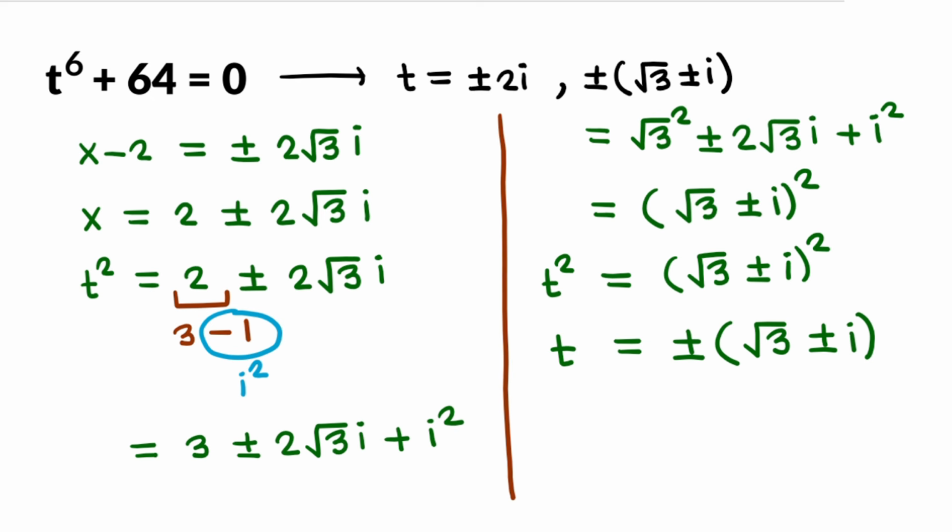Let's collect all the solutions. We get 2 solutions from the first factor and 4 more from the second. 6 complex solutions in total. And because the original equation has no real solutions, all 6 solutions are non-real complex numbers.